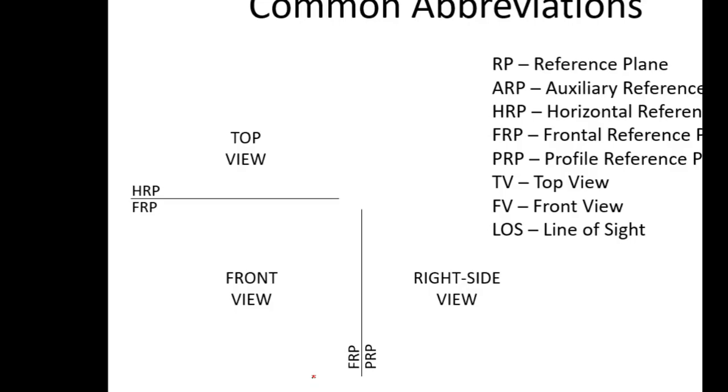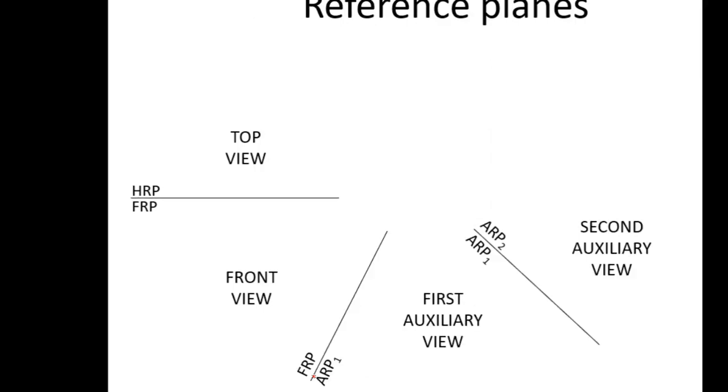Now that we have our primary reference planes, let's try to imagine what an auxiliary reference plane would look like. Auxiliary reference planes are labeled as ARP, and depending on how many you create, you can have multiple auxiliary reference planes. This is the first one, so we label it as ARP1. If you add another auxiliary reference plane, we label it as ARP2.